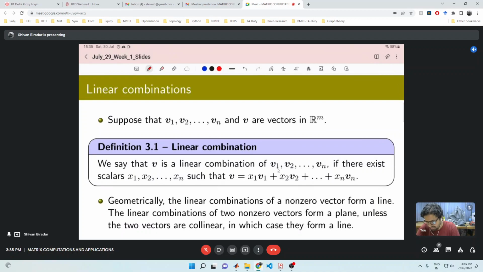So we'll see what is linear combination first, and we'll slowly develop on this concept, and then we'll cover vector spaces, then subspaces, then basis, and then dimension.